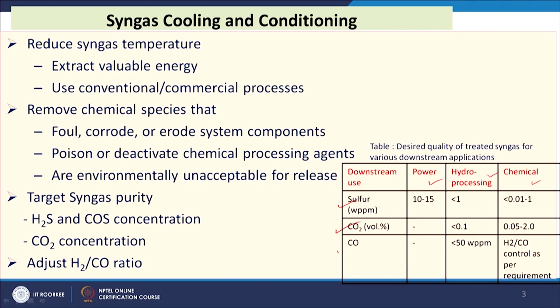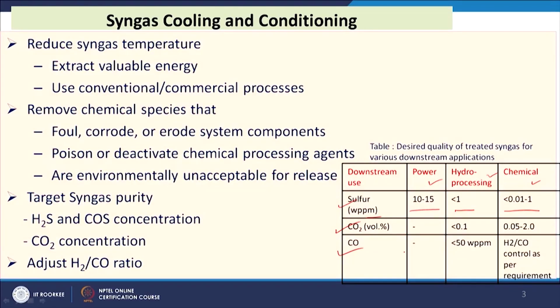Here sulfur, CO2 and CO concentration is provided for 3 different applications. We see sulfur for power application requirement is 10 to 15 ppm weight basis, whereas for hydroprocessing it should be less than 1 ppm and for chemical less than 0.01 to 1 ppm. So, the degree of removal of sulfur compounds from the syngas is required to different extents. For carbon monoxide, for power application there is no such requirement, but for hydroprocessing it should be less than 50 ppm on weight basis. And for chemical applications the carbon monoxide and hydrogen ratio should be maintained as per requirement.